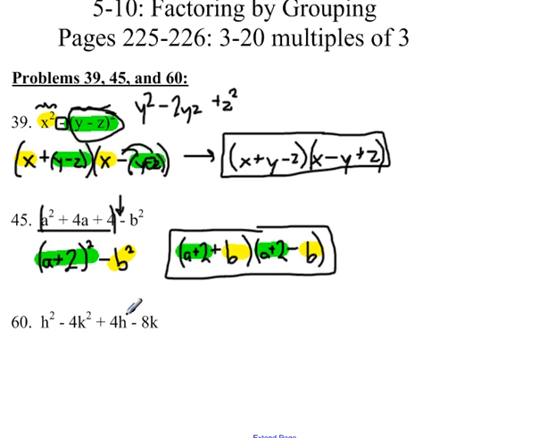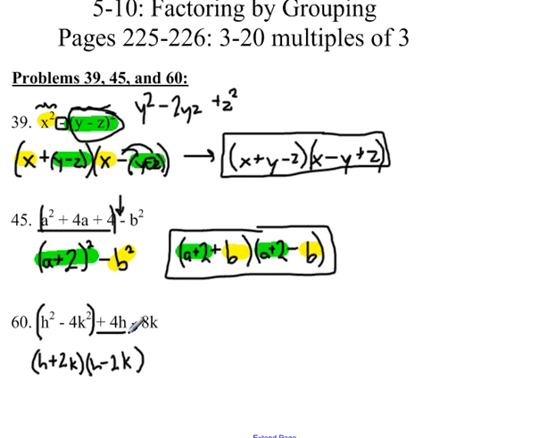All right, and finally, let's look at number 60. This is your last one of the problem set. And on here, we did this one in class. Just a quick refresher on it. You've got a binomial in front that you can factor out as a difference of two squares. And that would be h plus 2k and h minus 2k.